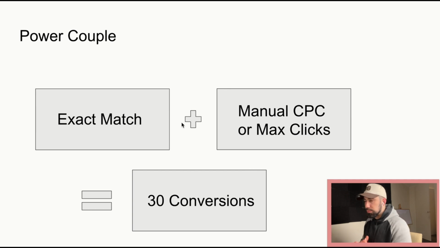Exact match and manual CPC, Power Couple, will go until you have 30 conversions in the ad account. What you want to optimize towards, I'm not talking about the secondary conversions. I'm talking about the primary conversions. You want to have at least 30 of those bad boys. Get 30 conversions. It could be purchases. It could be leads. Get 30 of them. It doesn't have to be in a timeline. Just get 30 of those conversions.